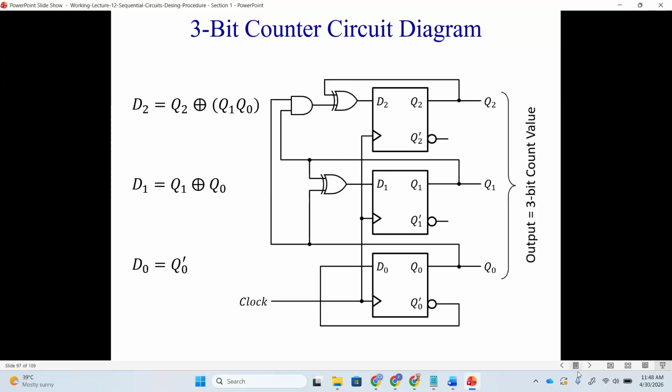Basically, I was saying I was using an inverter, but since we have Q0 bar, we are using a bar here. Got it or not got it? Any question? Instead of using an inverter, we can directly take the output because every flip-flop has two outputs, Q0 and Q0 bar. So if there is Q0 bar, we do not need an inverter here. Clear or not clear? Any question?